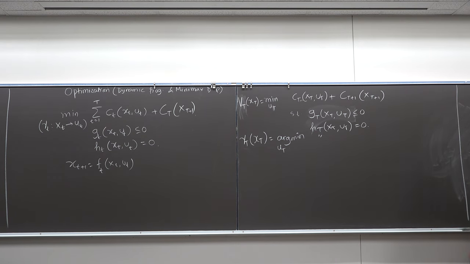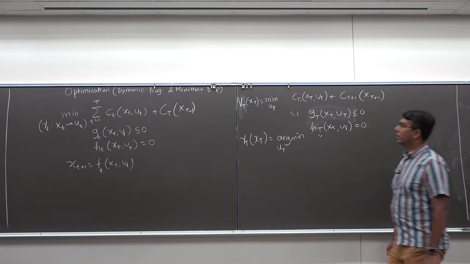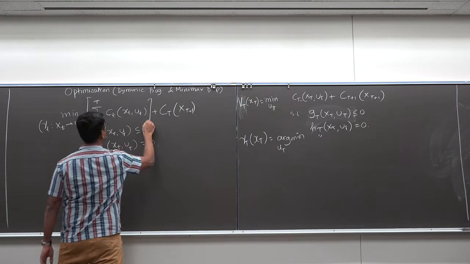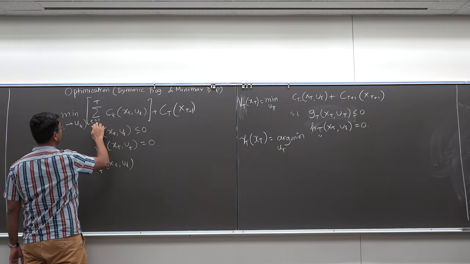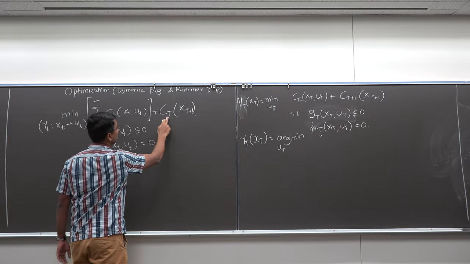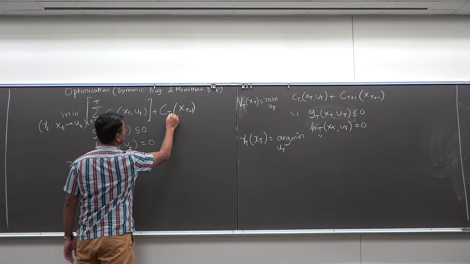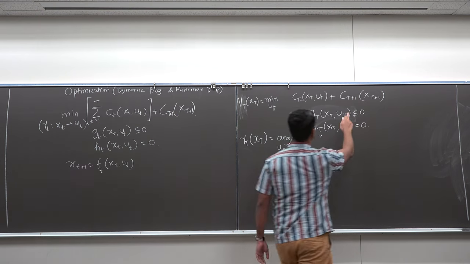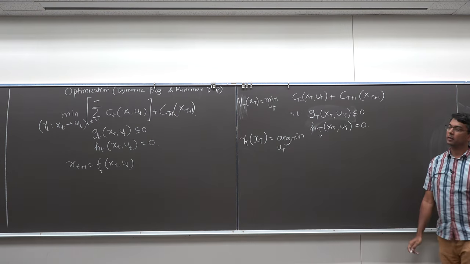Is the other cost function in the summation, or is that outside the summation? It is in the summation. So this depends on time. So that time goes from 1 to capital T. This one is a terminal cost. I believe I'm supposed to write it as C T plus 1. Yeah, C T plus 1. That's okay.